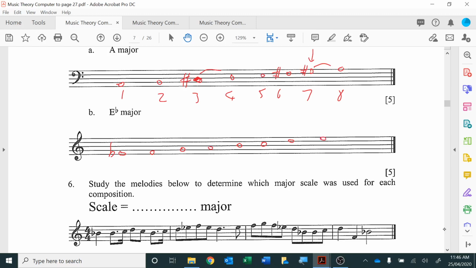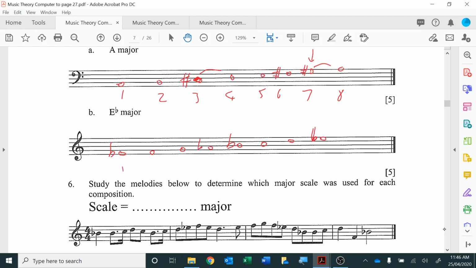Now, what have I done wrong already? It's not an E. I know it's an E flat, so just put it in right from the start. That way you won't forget. And then B flat, E flat, and A flat. So there's a B flat. We've got the E flat, and we need an A flat.